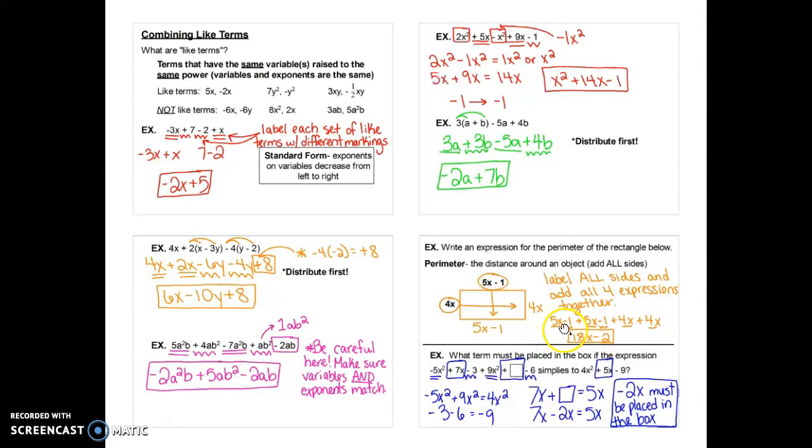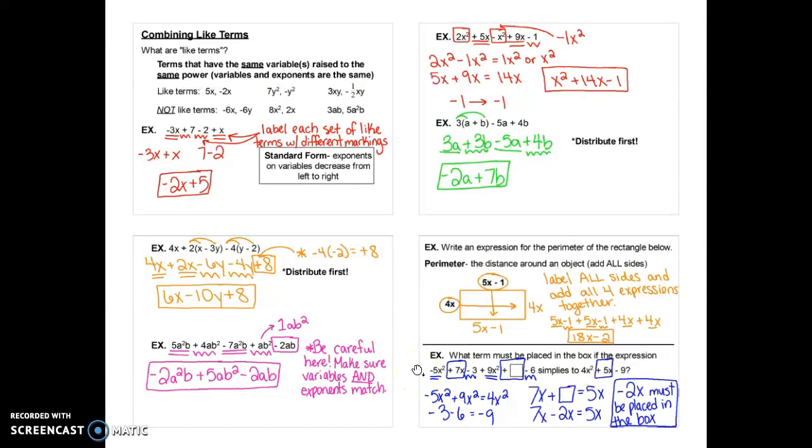together. So 5x minus 1 plus 5x minus 1 plus 4x plus 4x. When you combine your like terms, 5 plus 5 plus 4 plus 4 gives you 18x, and a negative 1 minus 1 is a negative 2. So your final answer is 18x minus 2. Okay. All right, last one.